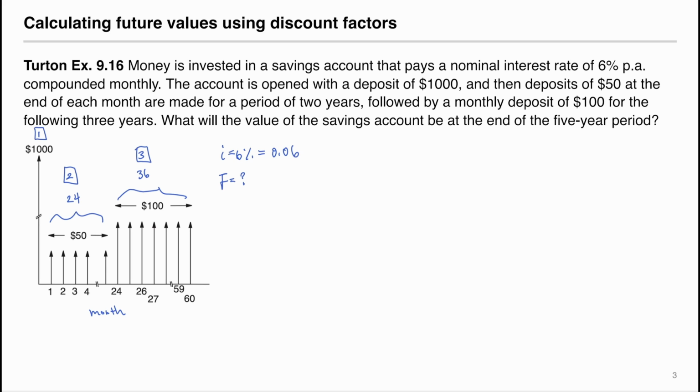Another way to look at this problem is that first part is the same. We have the deposit of present value of 1,000 that has 60 months. And then the yearly interest rate is 6%, so the monthly interest rate can be calculated from the yearly interest rate. And then we can get the future value equals present value times the discount factor, which is compound interest. And this can be calculated with a numerical value.